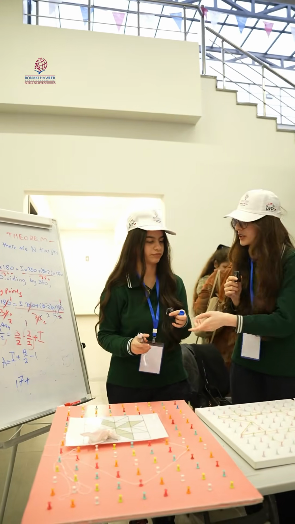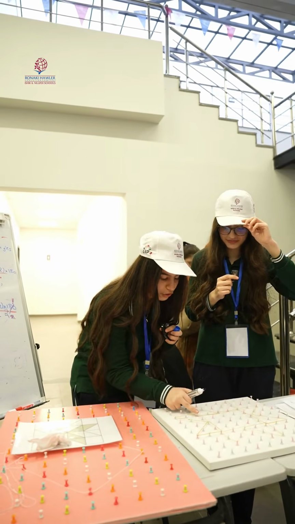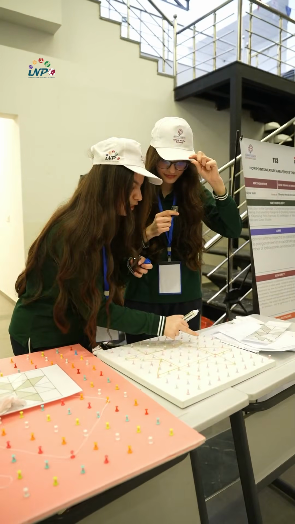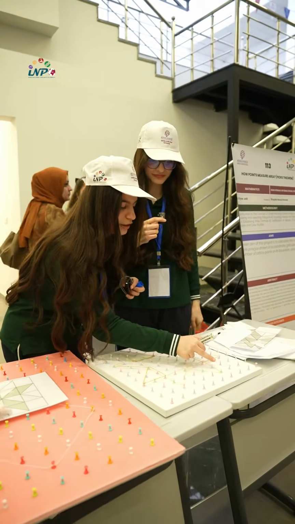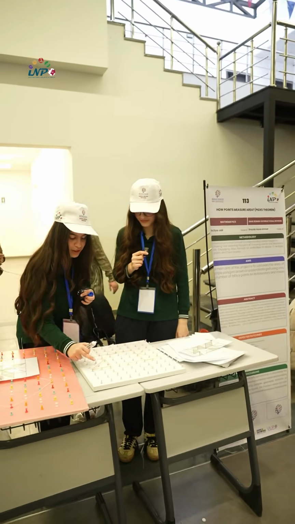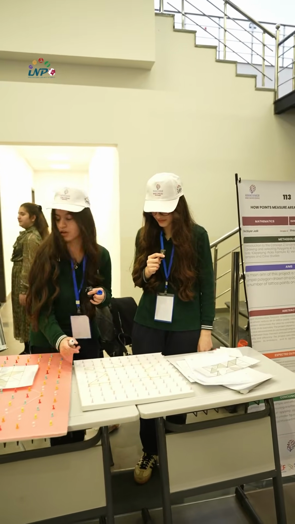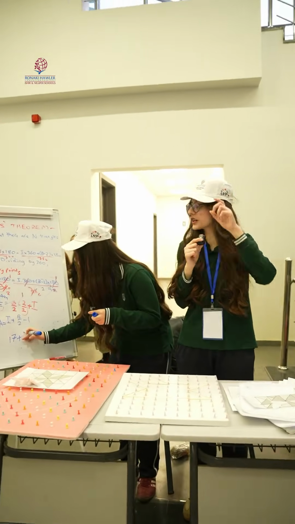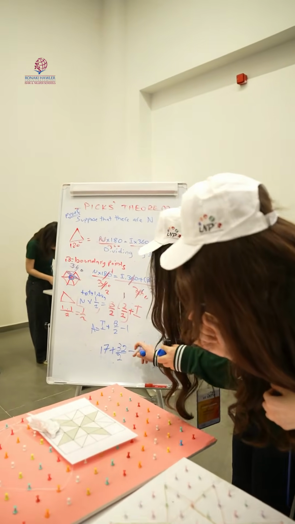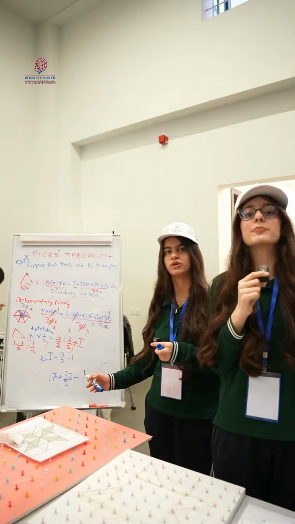Starting the boundary, 1, 2, 3, 4, 5, 6, 7, 8, 9, 10, 11, 12, 13, 14, 15, 16, 17, 18, 19, 20, 21, 22, 23, 24, 25, 26, 27, 28, 29, 30, 31, 32. That's 32 boundary points over 2, minus 1. Now first we do boundary points.